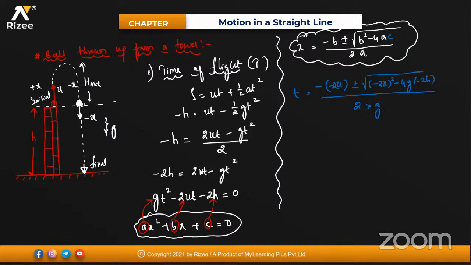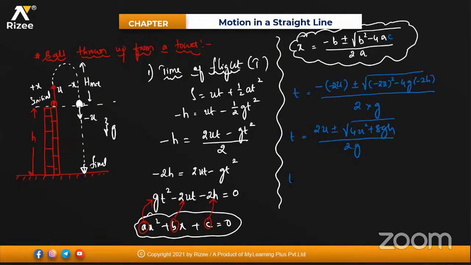A value is again g. So if I simplify this one, t is equal to minus minus plus, so this is 2u. Time will always be positive, plus or minus under root of 4u square plus 8g h, divided by 2g. Is it clear for everyone?